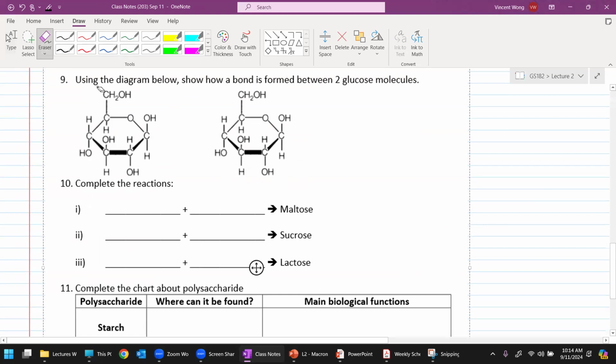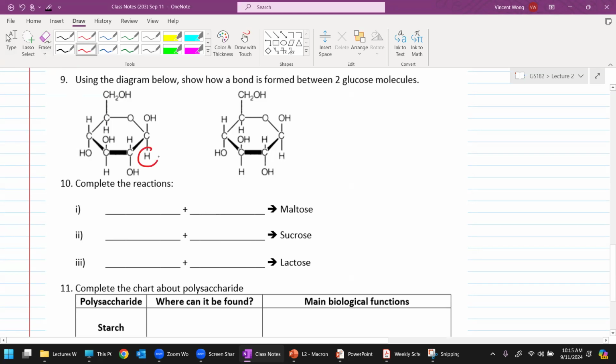Okay, so number 9, use the diagram below, show how a bond is formed between 2 glucose molecules. I probably won't ask you this on the test, but it's good to have an idea. There are so many OHs and Hs, right? How would you know which one to remove? So it's not a fair question. You have to know a lot of chemistry to know that. But I just want to show you to help you remember it.